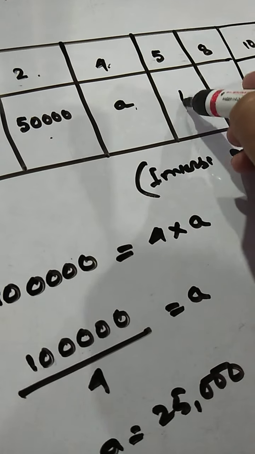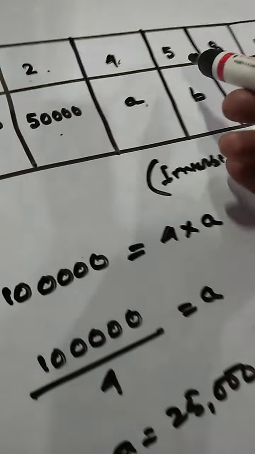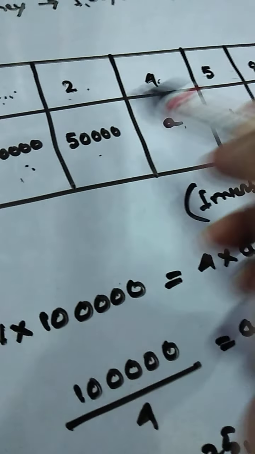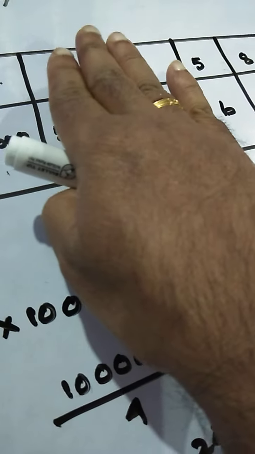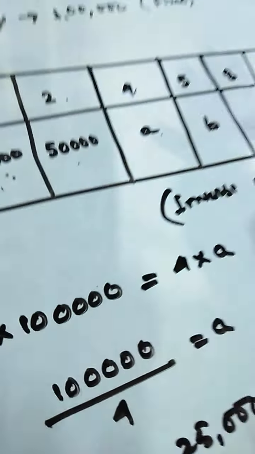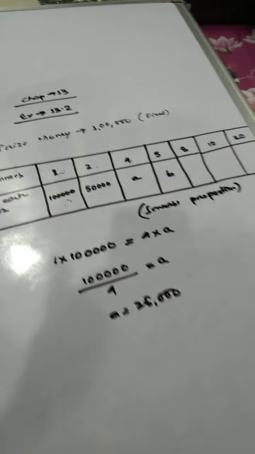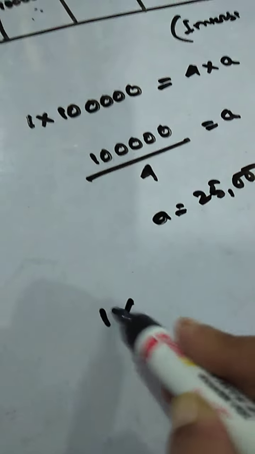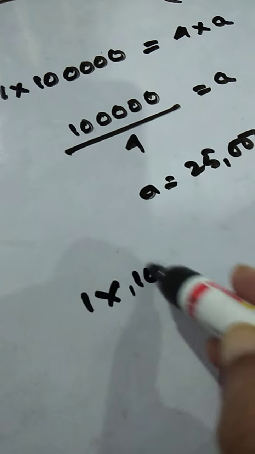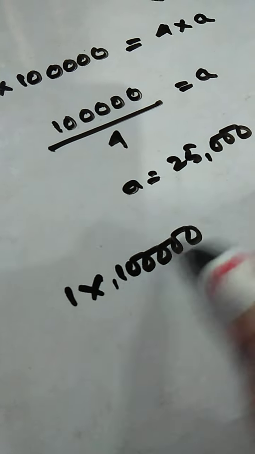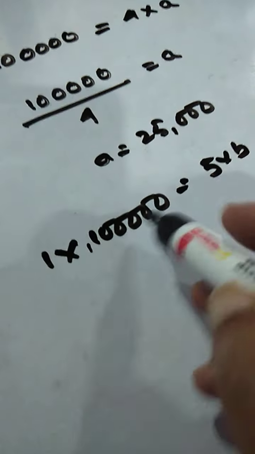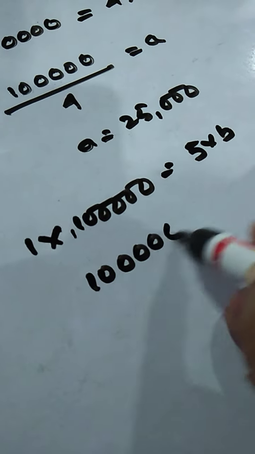Now let's get the value of B. To get the value of B, again we have to compare 1 lakh, 5 and B. Do not compare this part, that is 2 by 250,000, 4 and A. We will not look at all these values. Now again we will write 1 into 1 lakh and 5 into B. So 1 into 1 lakh is what? 1 lakh only.